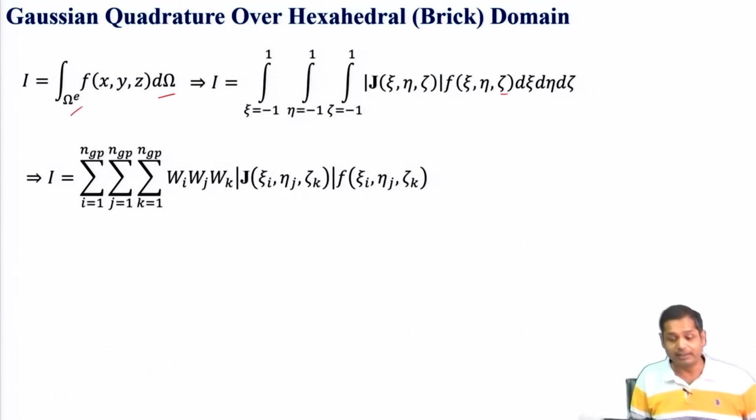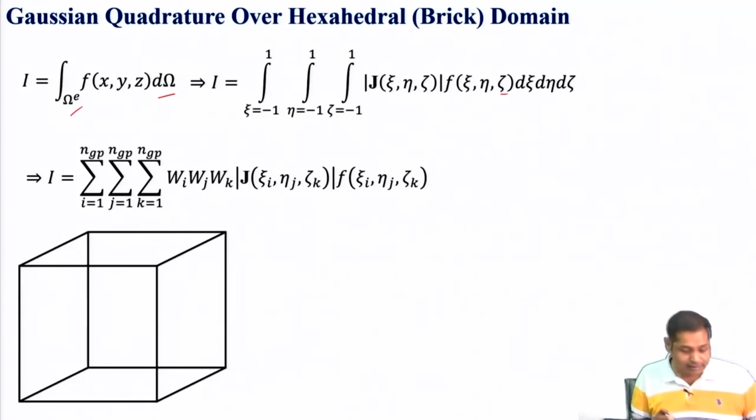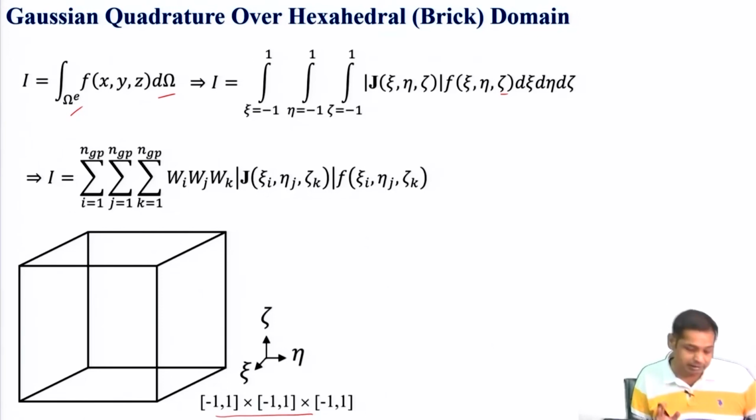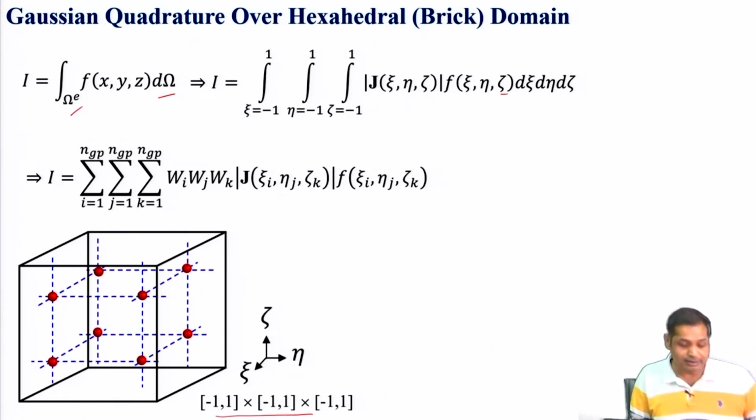the xi direction, then the eta direction, and then the zeta direction. We take some integration points within the domain, evaluate the integrand at those points, multiply by the weights and get the integration. So for instance, suppose this is our parametric domain, the domain -1 to 1 in each direction, in the xi, eta and zeta coordinate system. Take some integration points; the red points you can see are the integration points.